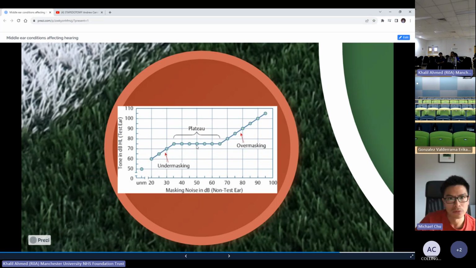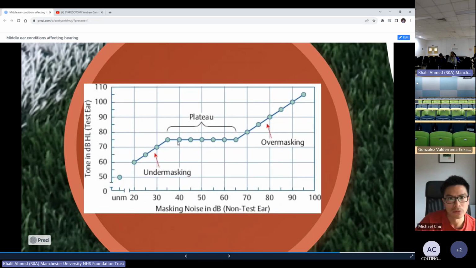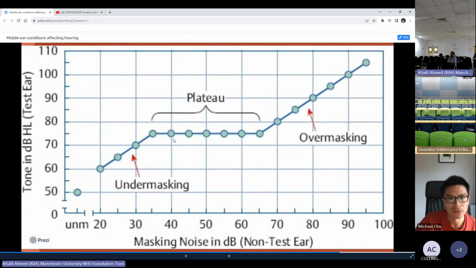Because the difference now between 75 and 50 is only 25 dB. The crosshead masking is 40 dB, so how could they be hearing that? They can't be hearing it with the non-test ear. It actually must be the test ear that's hearing it. You understand? Because finally you've reached a threshold where the test ear can actually hear it.